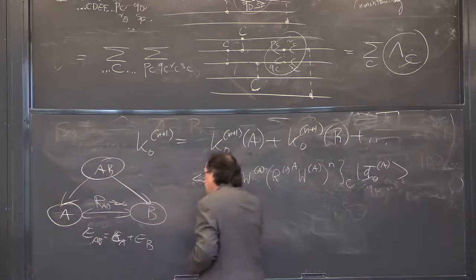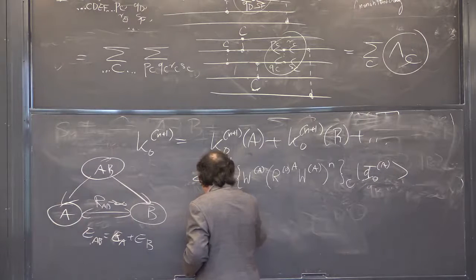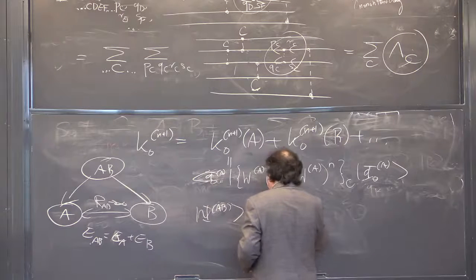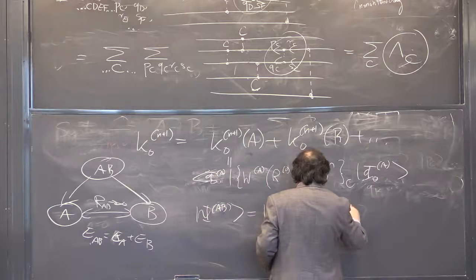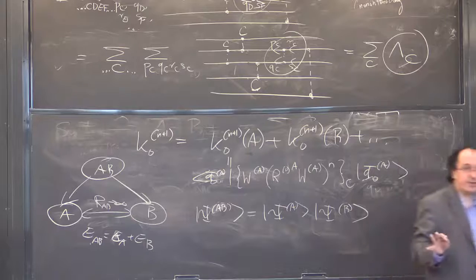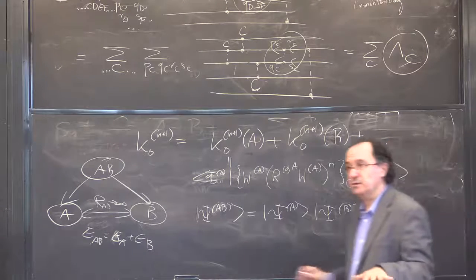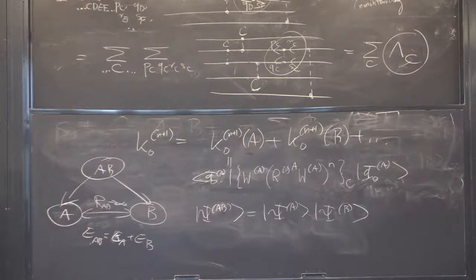But there is another aspect of it, namely the wave function of AB should become the product of the wave functions of A and B at the same time. That's what has to happen at the same time in the non-interacting limit. We'll talk about it some more when we talk about coupled cluster theory. Well, that MBPT does not lead to.